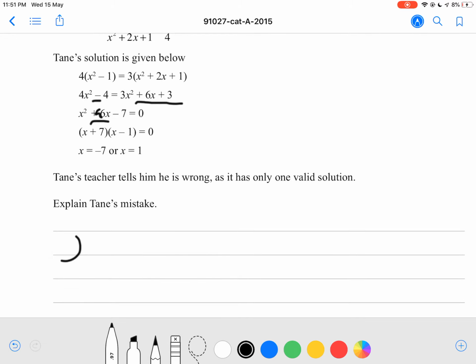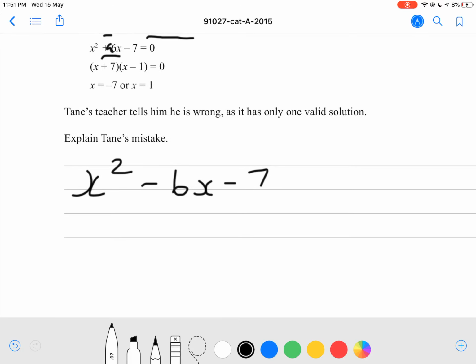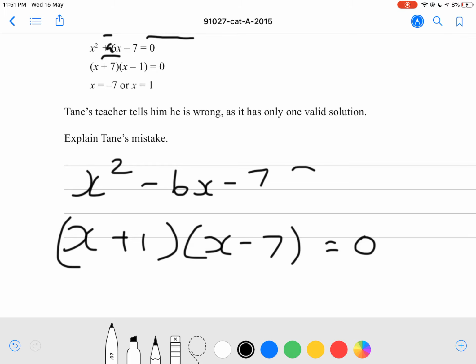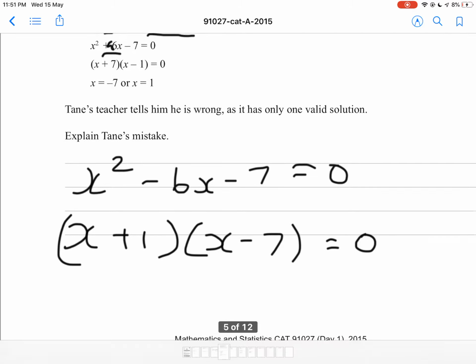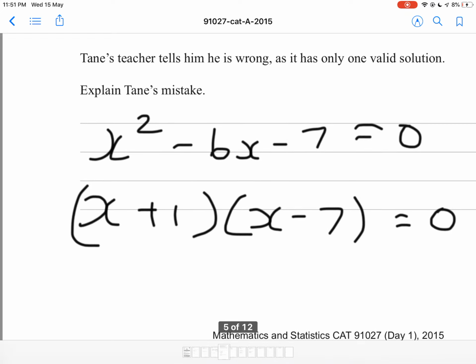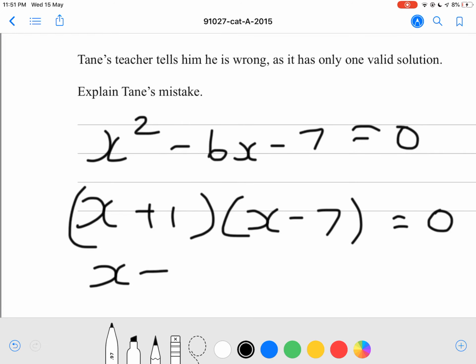So it actually is x squared minus 6x minus 7, and if we expand this, we'll get x minus 7, x plus 1, and therefore, sorry, equals to 0. I keep forgetting that equals to 0. So equals to 0, and therefore x equals negative 1, x equals 7.